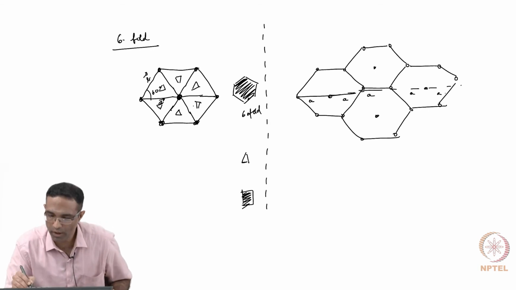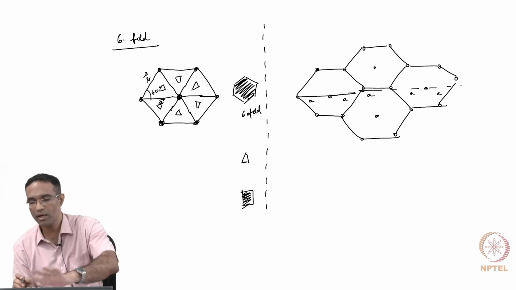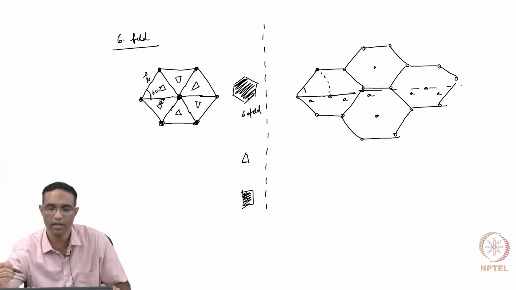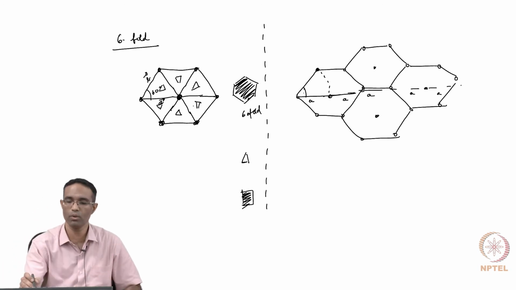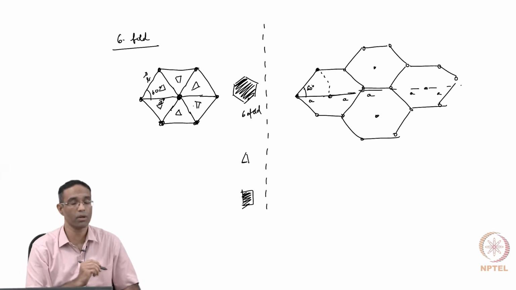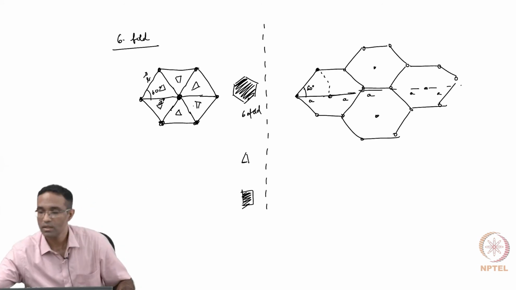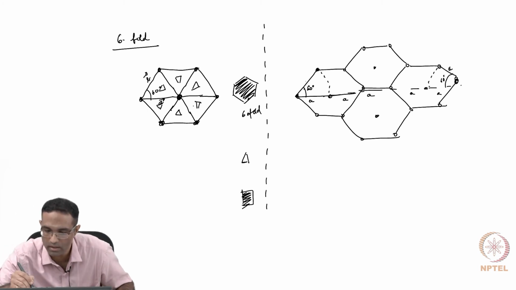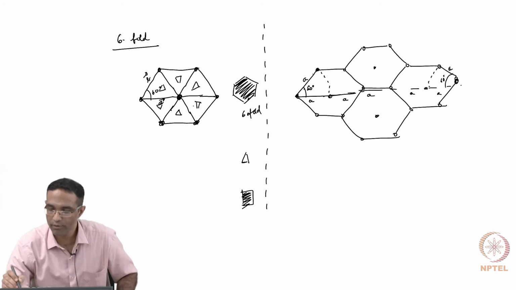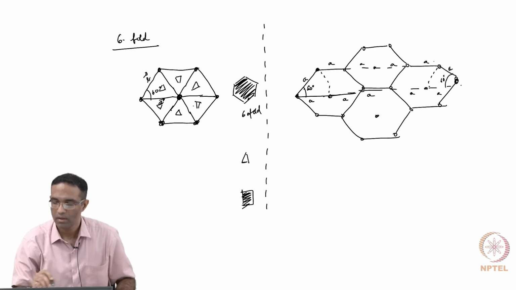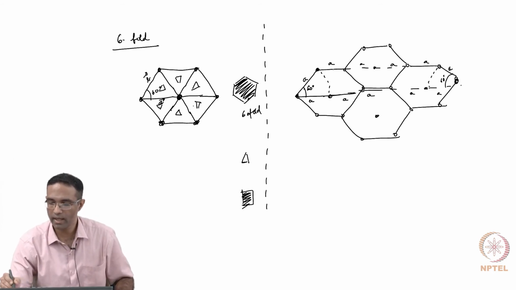Now this point, how has it been generated? You can generate it by a 60-degree rotation about this point. Similarly we can generate this point by a 60-degree rotation of this point, and this is also A, this is also A. And if you take a look at this distance, this is also A and so forth.